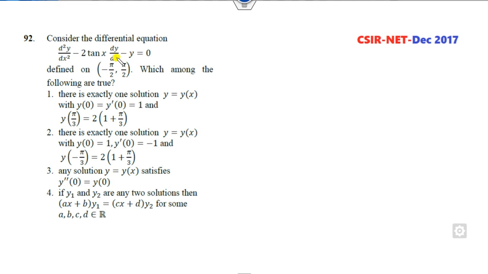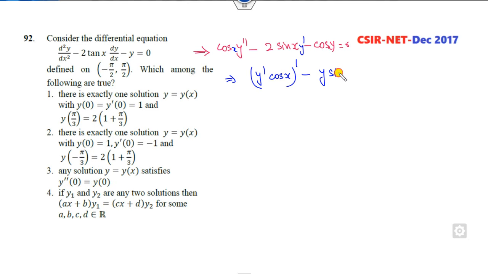Okay, that's also very simple. I can write this part as 2 sin x, multiplying by cos x minus cos y is equal to cos x of y 0. Fine. So how can you do that? That's very simple. Now you can integrate on both sides, giving minus y sin x is equal to c.